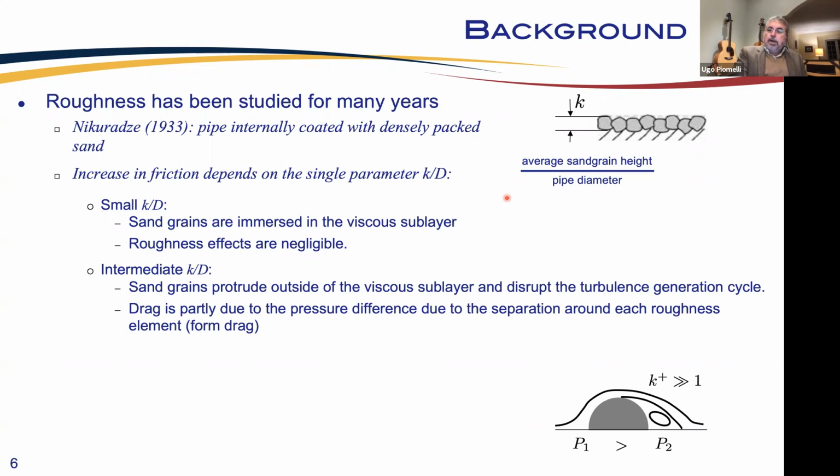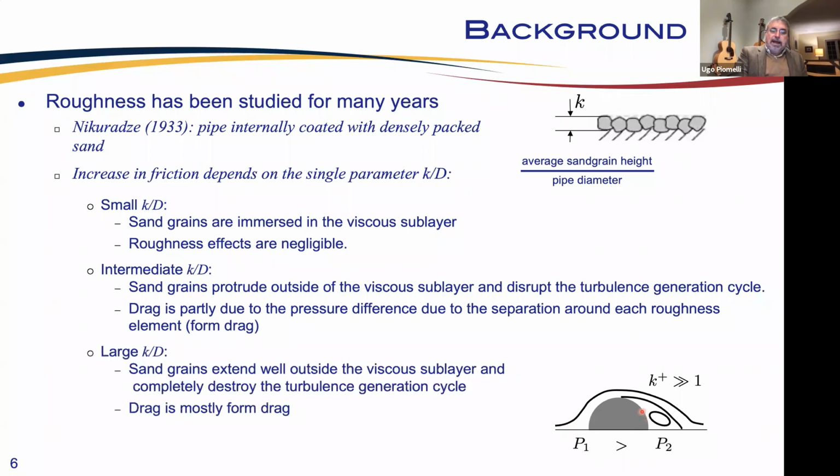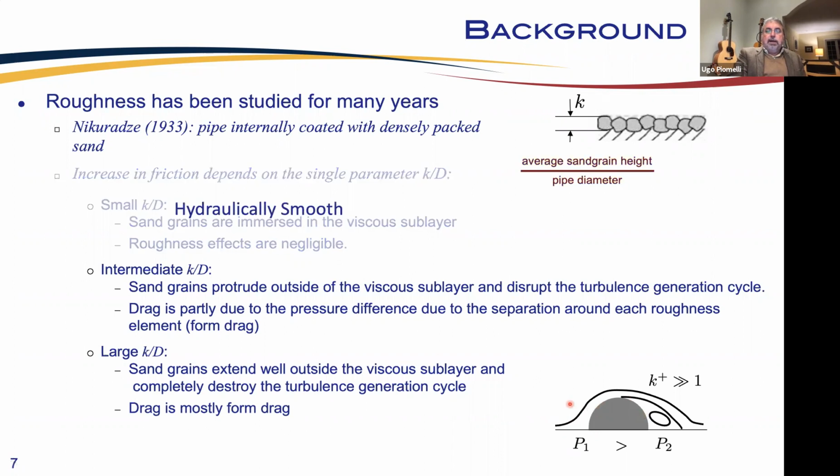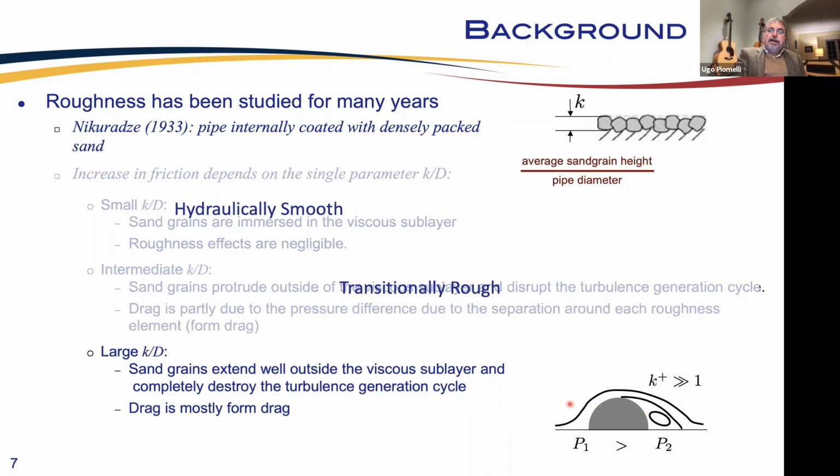In the intermediate case, they start protruding outside of the viscous sublayer and they begin to disrupt the generation cycle. Also, in addition to the friction drag, there is a component of drag due to pressure because the flow separates, and so there is a higher pressure in the front and a lower pressure in the back. And if k over D is large enough, these elements stick out of the viscous sublayer completely. They completely destroy or alter the turbulence generation cycle, and drag ends up being mostly due to the pressure difference. So it's mostly form drag. Those three regimes are known as hydraulically smooth, transitionally rough, and fully rough.